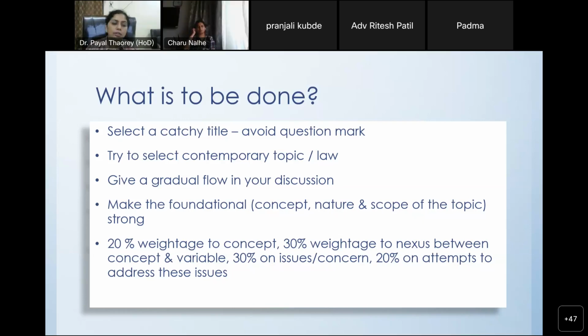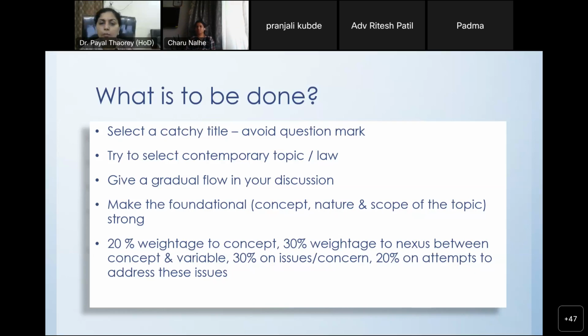तो आपको जो फ्लो चार्ट करना है ना वो इस तरीके से करना है कि मेरे टॉपिक में कॉन्सेप्ट पे मुझे ये लिखना है, so that only 3 pages should go, and then 30% का नेक्सस में मुझे ये accommodate करना है, 20% इश्यूज में ये.